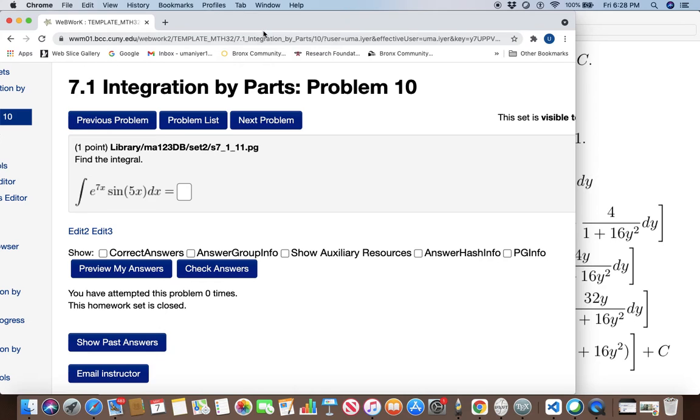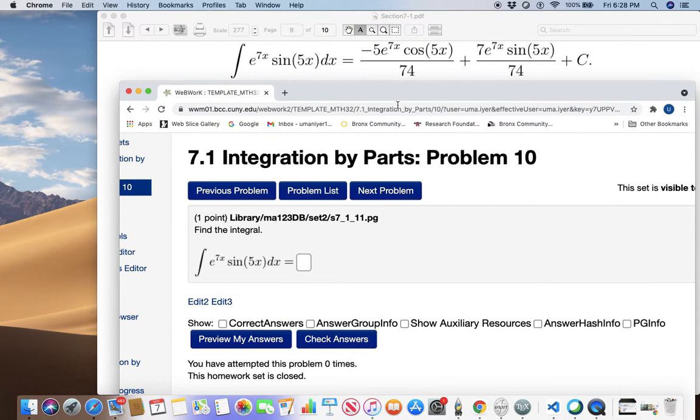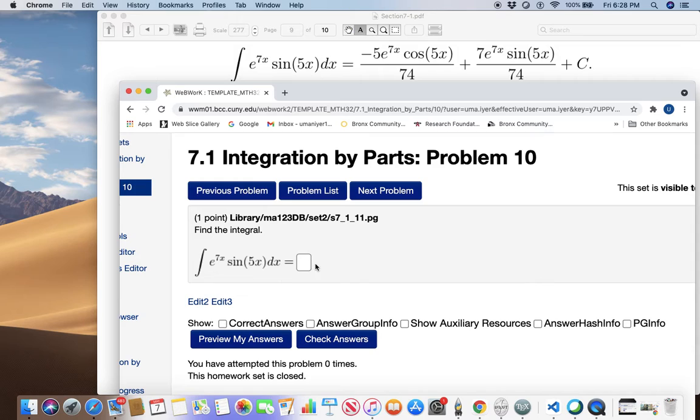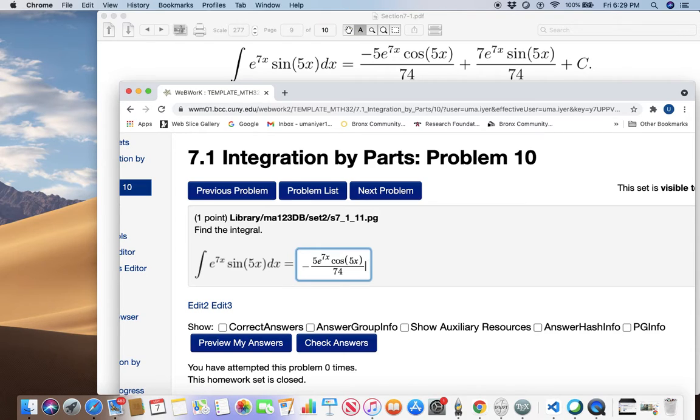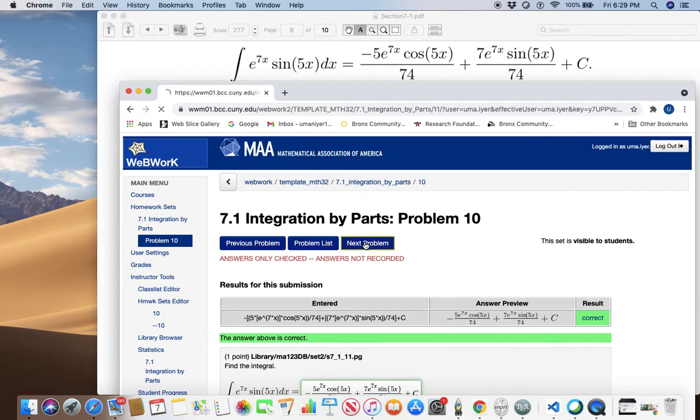So let's write down the solution. Negative 5 e to the power 7x cosine 5x, all of this over 74, plus 7 e to the 7x sine 5x, all of this over 74, plus the constant of integration. Correct.